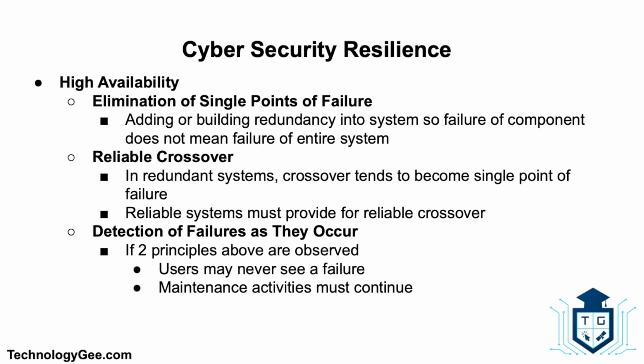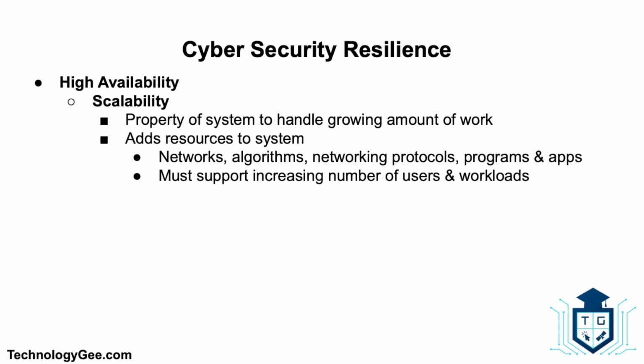The next is called reliable crossover. In redundant systems, the crossover point itself tends to become a single point of failure. Reliable systems must provide for reliable crossover. And then the third one is detection of failures as they occur. If the two principles above are observed, then the user may never see a failure, but the maintenance activity must continue.